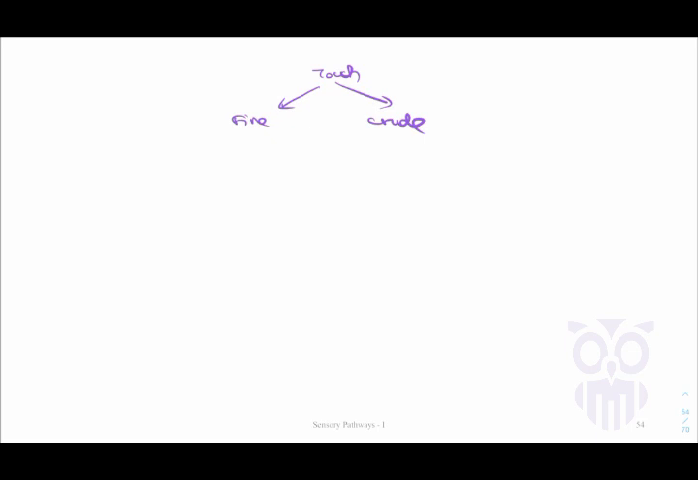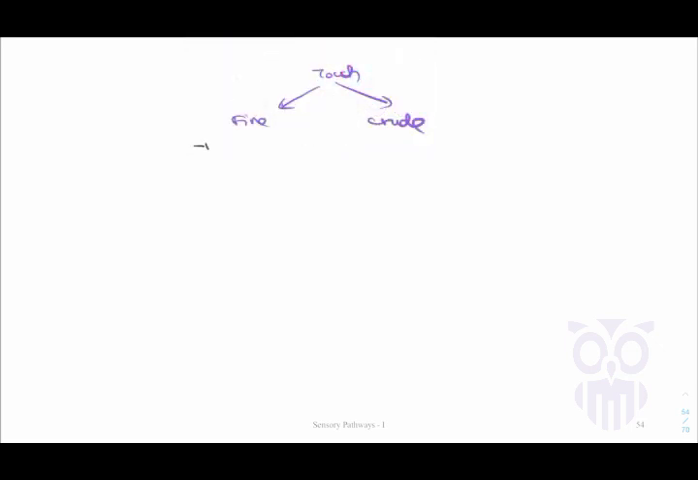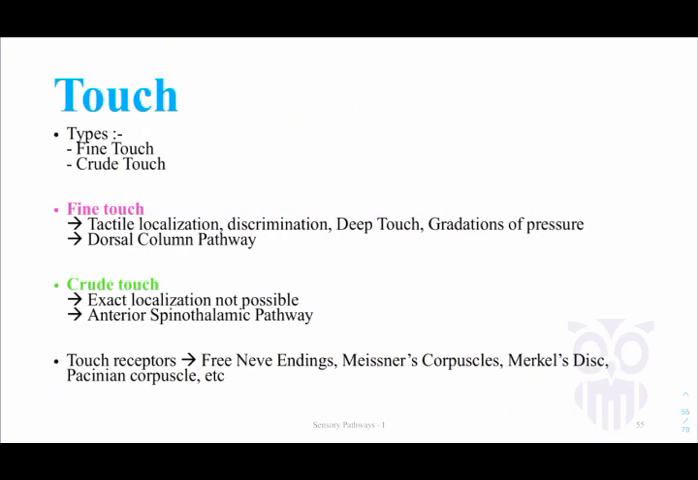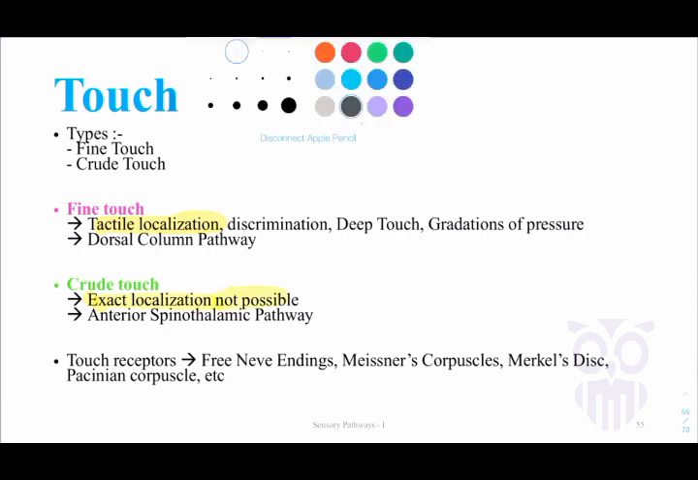So as I told you, fine touch is carried by whom? Yes, the dorsal column pathway, and crude touch is carried by the anterior spinothalamic pathway. Good, very good. In crude touch, tactile localization is not possible, but in fine touch it is possible. Crude touch, no, it is not possible. You can't localize it.